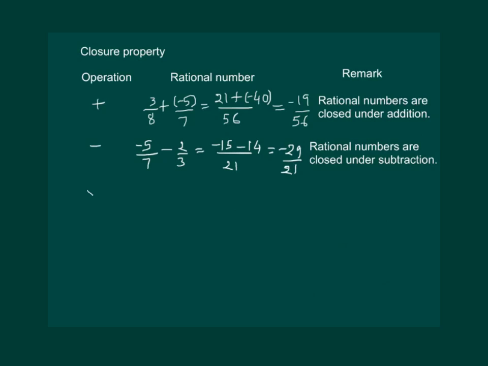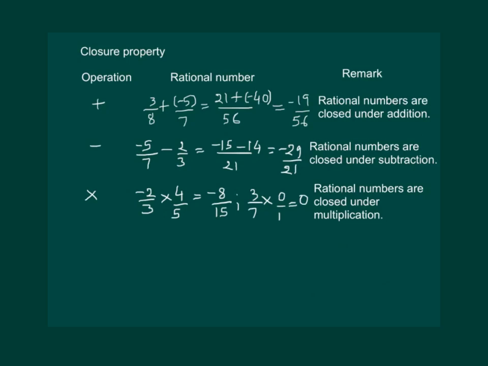Now let us check for multiplication. Minus 2 by 3 multiplied by 4 by 5 gives us minus 8 by 15, which is again a rational number. Let us check for another example. Say 3 by 7 multiplied by 0 is equal to 0, which is again a rational number. Hence we can say that rational numbers are closed under multiplication.